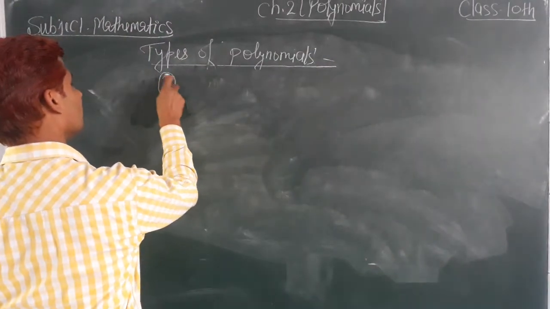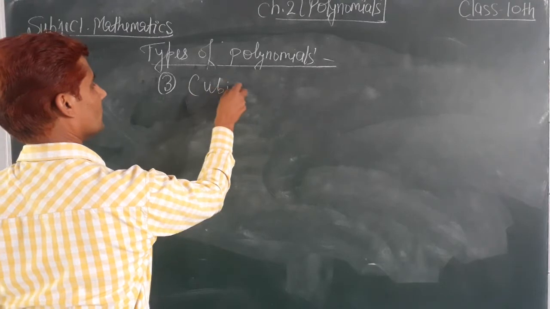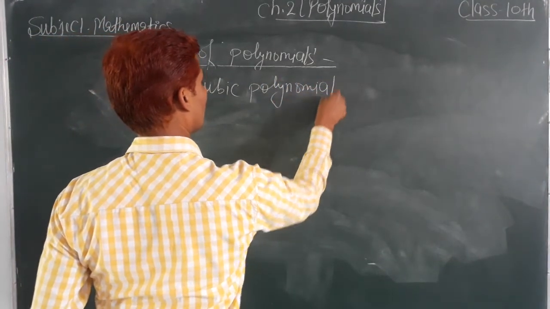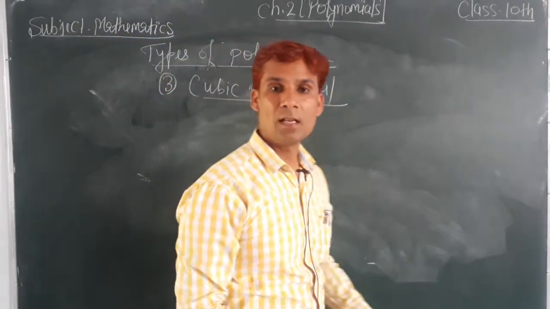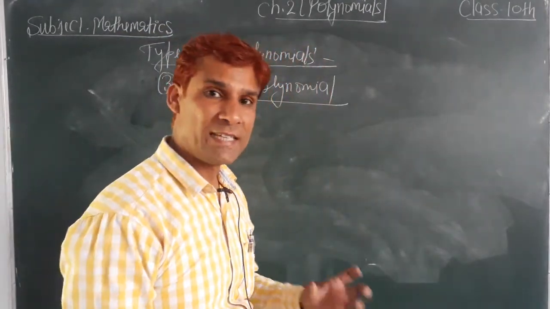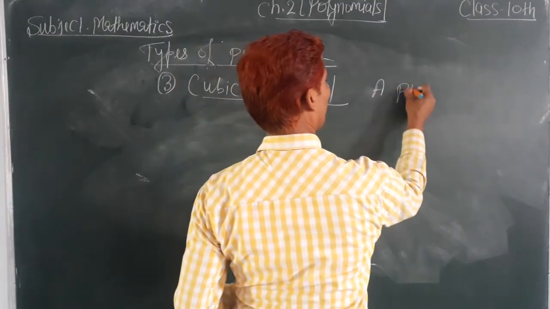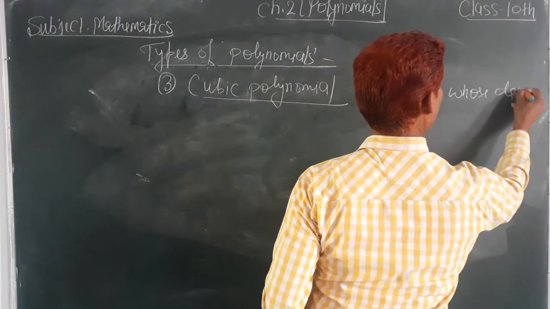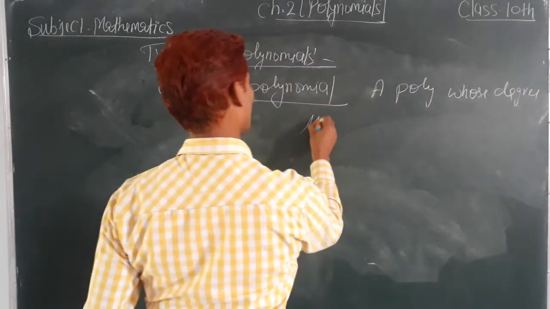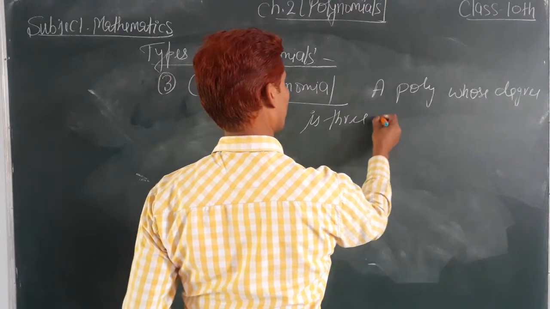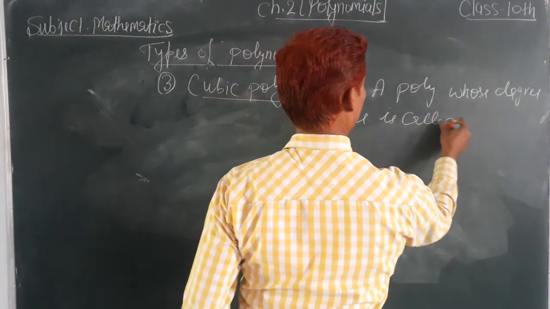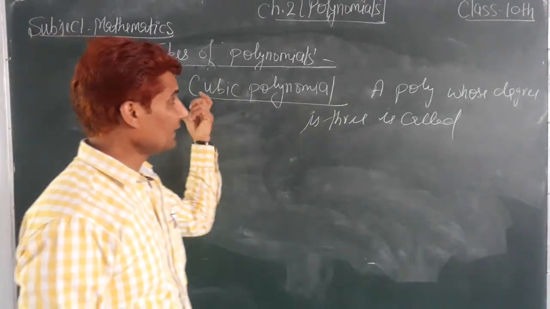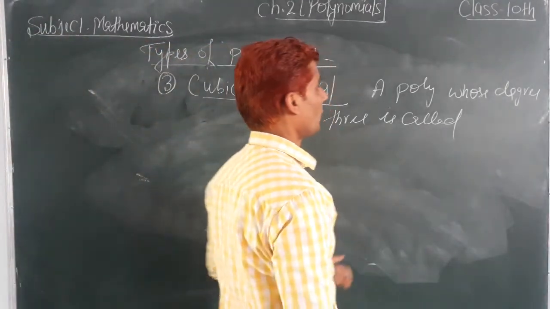Third, cubic polynomial. A polynomial whose degree is 3 is called cubic polynomial. ऐसा polynomial जिसकी डिग्री 3 होगी वो cubic polynomial कहलाएगा.